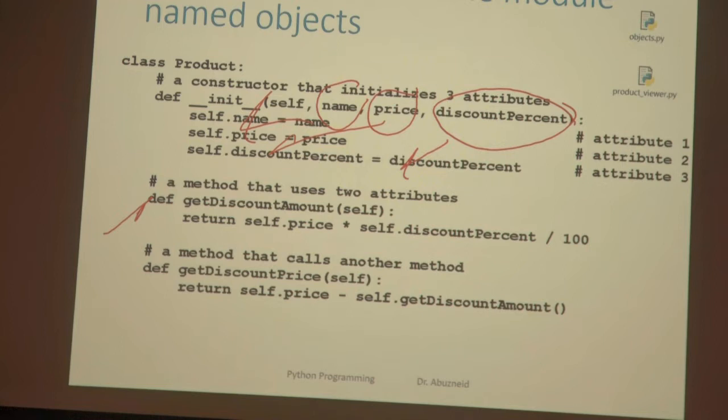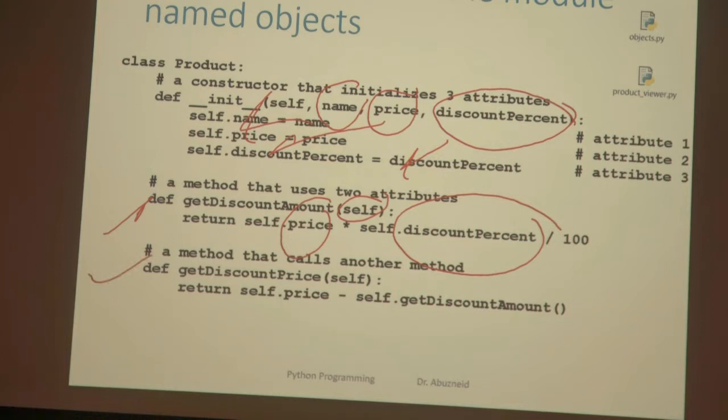So we say self. Then what do we need to calculate? We need to calculate the discount amount. So what's the discount amount in here? The price multiplied by the discount percentage divided by 100. This will give us the discount amount. So if the price is $100 and the discount is 6%, how much is the discount amount? $6, right?